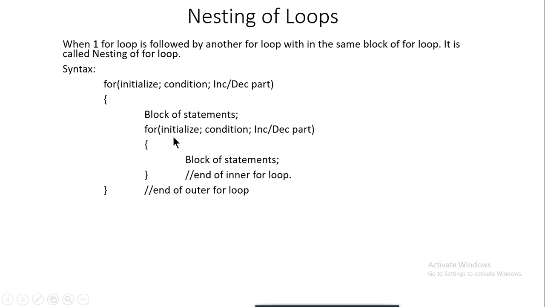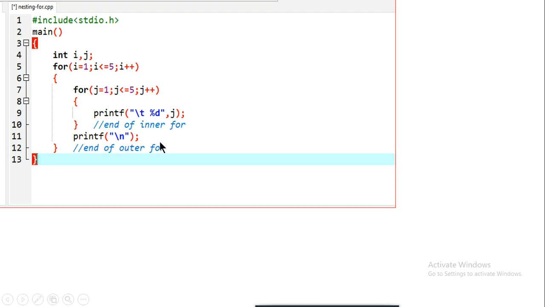Inside the inner loop I have again written the initialization, condition and increment decrement part. Then whatever block you want to execute will be placed here. Then this represents end of inner for loop and this represents end of outer for loop. For every value of i or j or any variable you used here, this loop will execute to its full. Okay, so let's see how it works with an example.